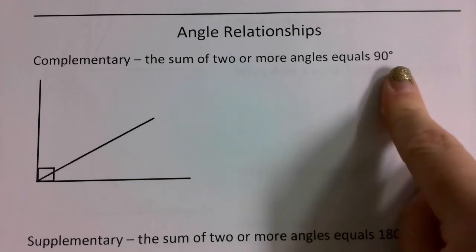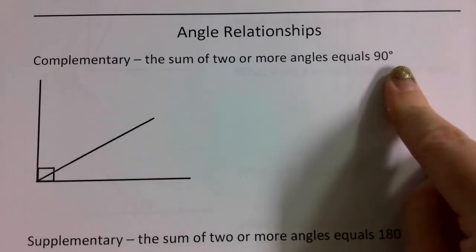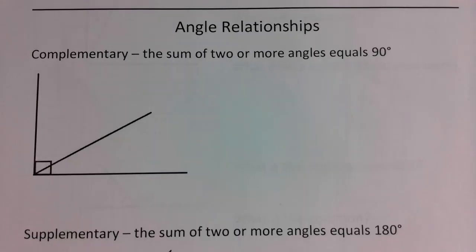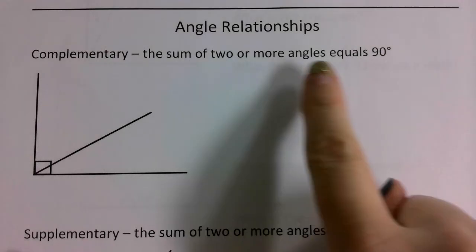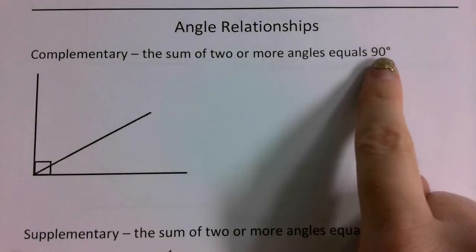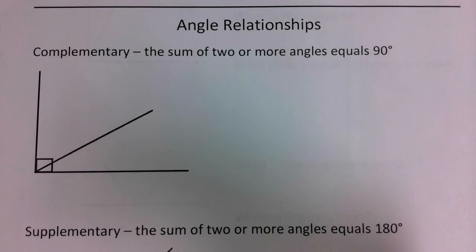So the way that he remembered it is he said, if someone tells me that I'm always right, they're giving me a compliment. So that's how he was able to remember that complementary angles are going to add up to a right angle, a 90-degree angle. So that's something that you could, if you want to write that down off to the side, you can.